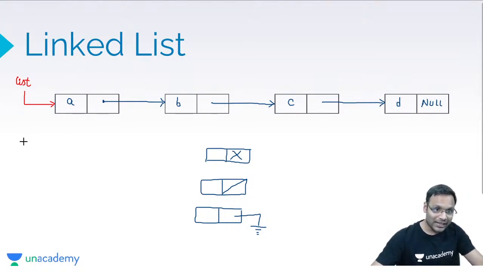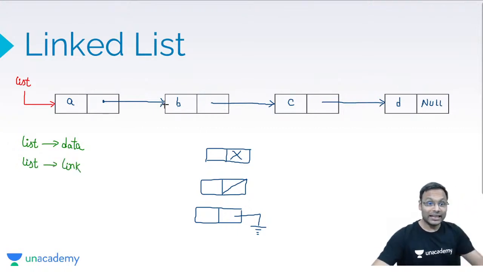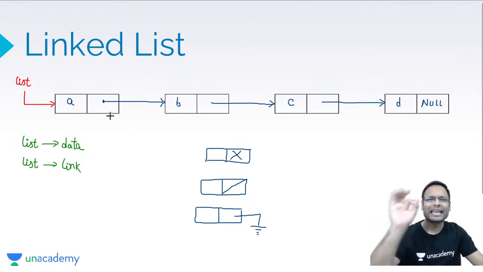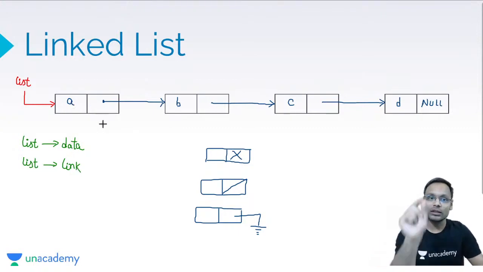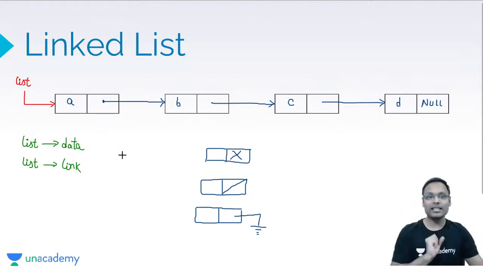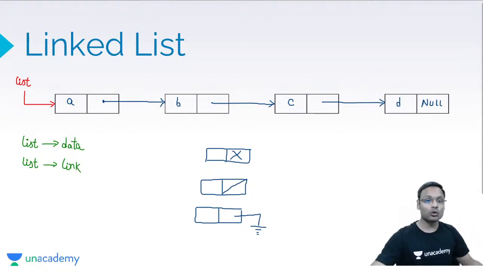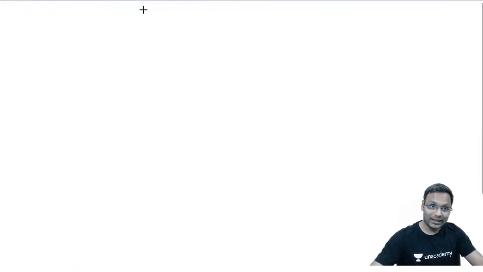To access the data part, I will write list arrow, the name of the part, data. Similarly, if I want to access this one, I will write list arrow link part. Now the names of the parts, this one and this one, can be different based on the implementation. What is the implementation? How is this node structure implemented? Okay, let's see.